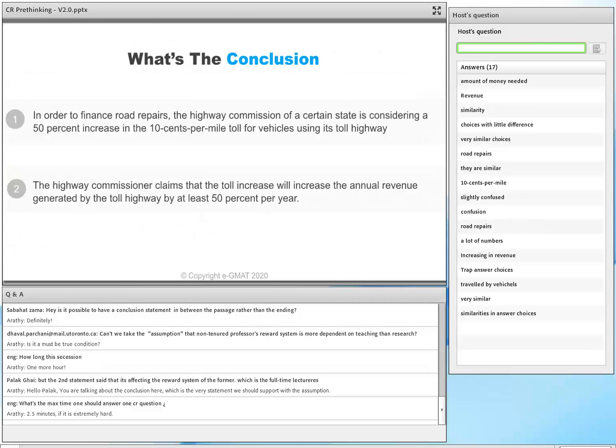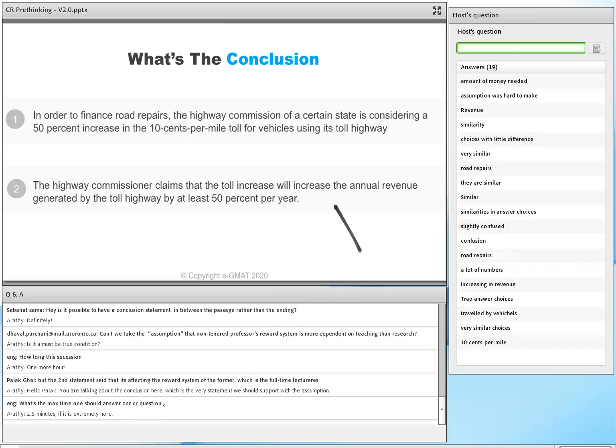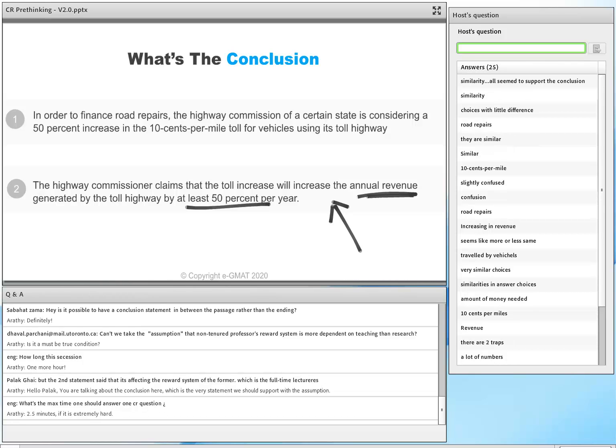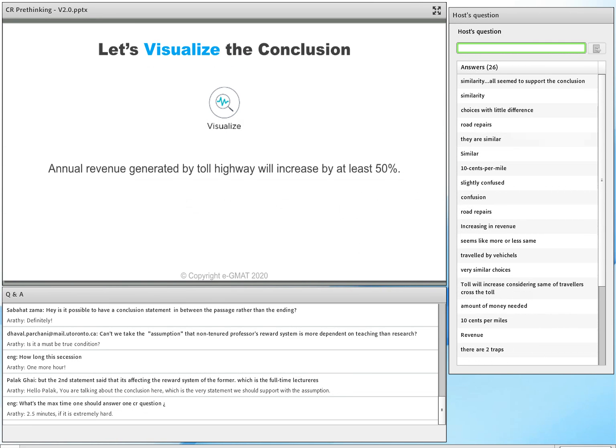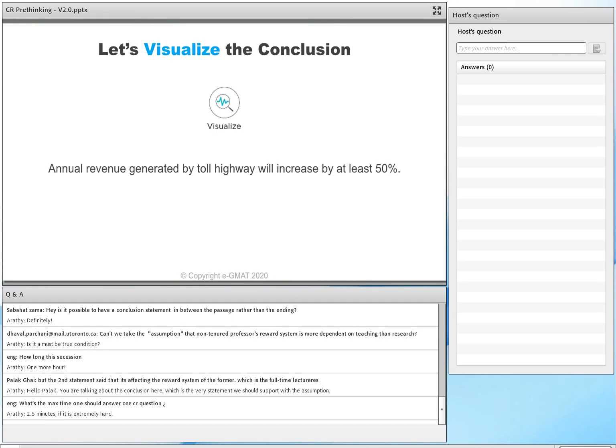The conclusion is very clear. It says that, hey, if we increase that toll, our annual revenue is gonna go up by at least 50% per year over there. Okay, so let's visualize this conclusion. If the annual revenue this year was $1 million, again, as I say, whenever there's a comparison, put in numbers, it'll become at least 1.5 million this year or the year after, once that increase happens.